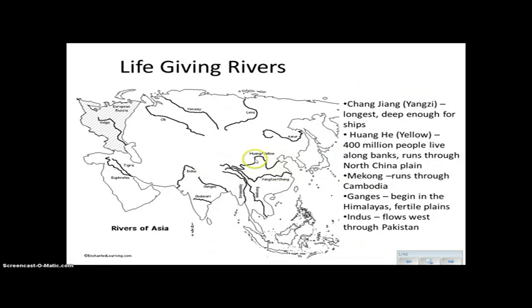We have the Huanghe River, or the Yellow River, and many people live along the banks there, as well as the Yangtze. We have the Mekong River, which we learned about with Cambodia. It starts up in China and flows down through several countries, including Cambodia. The Ganges River, the Holy River in India, the Indus River, and of course the Tigris and Euphrates rivers.